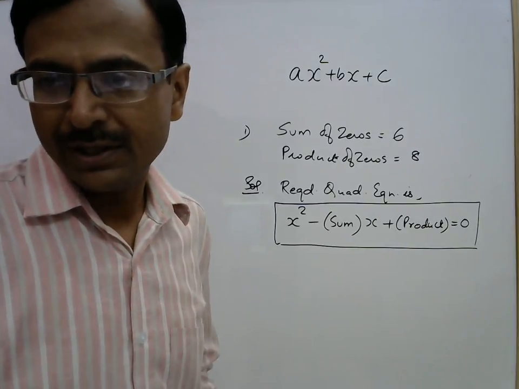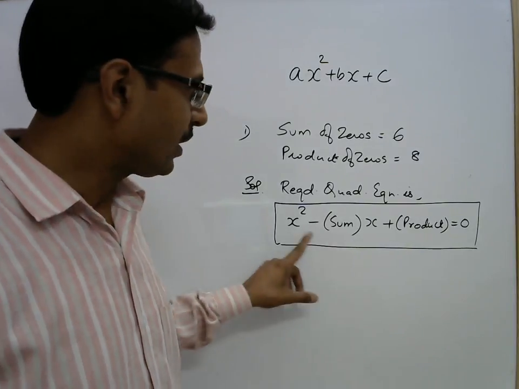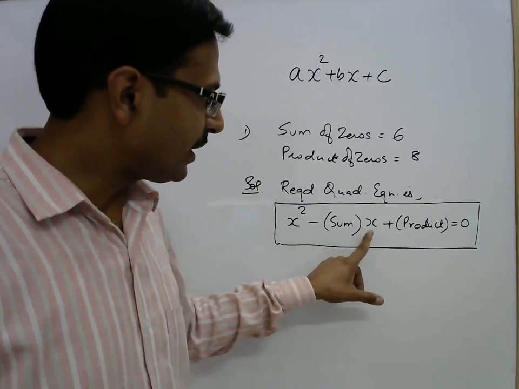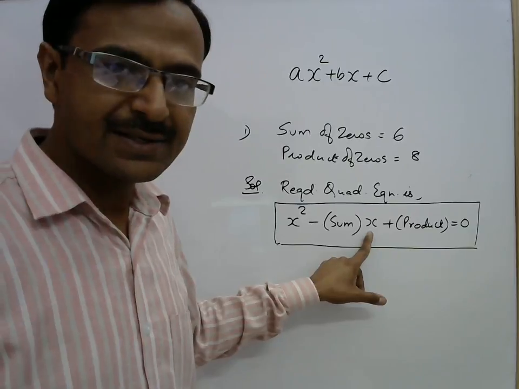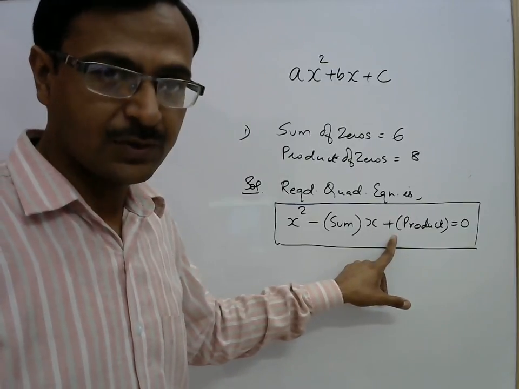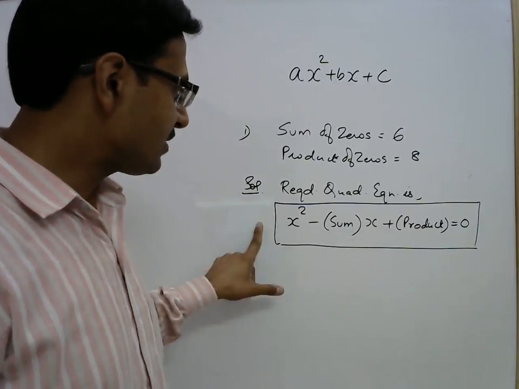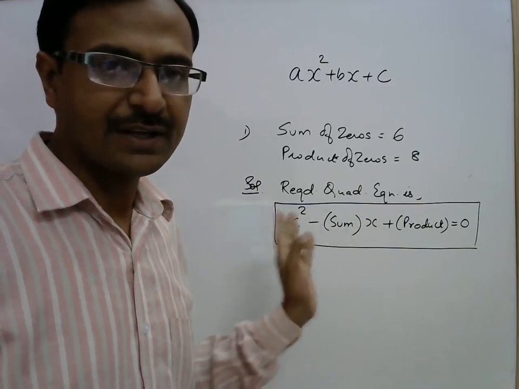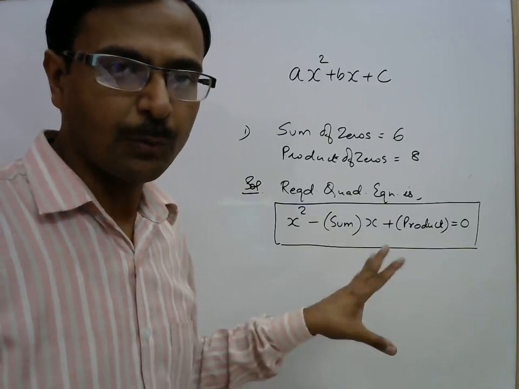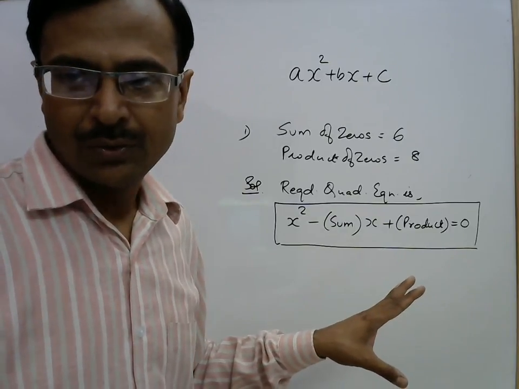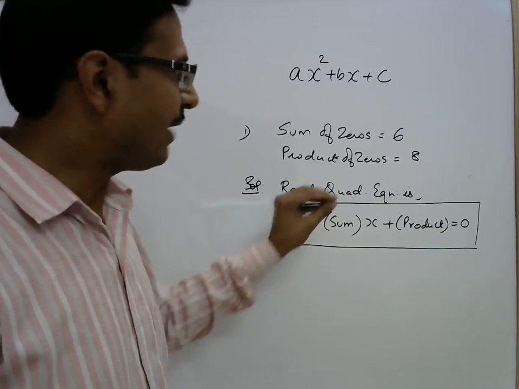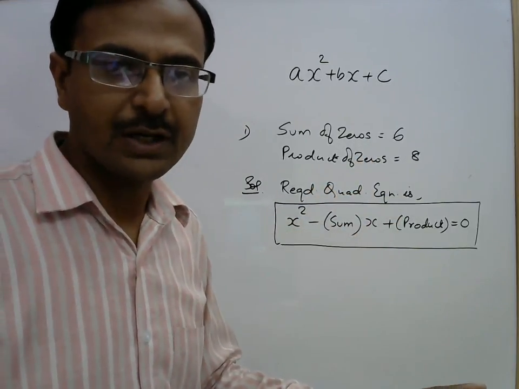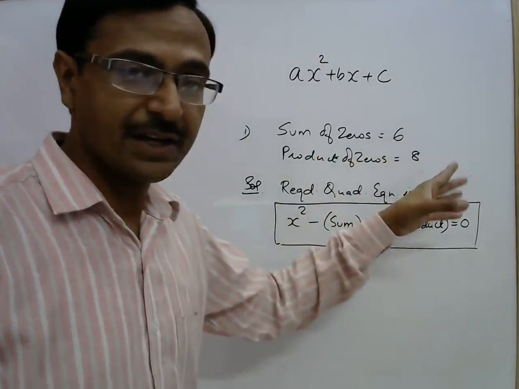Just notice carefully that after x square there is a negative sign, and after the term containing x there is a positive sign. So don't mix it up. Positive, negative, positive. Alternatively, we have positive, negative, and positive sign in the formula. Now, if we just substitute the values of sum of zeros and product of zeros here, we are going to get a quadratic equation whose sum and product of zeros is 6 and 8 respectively.